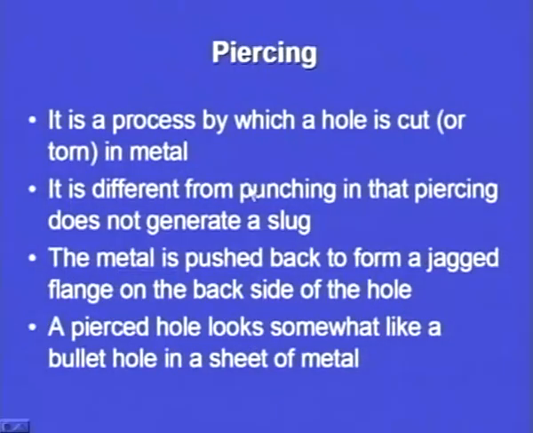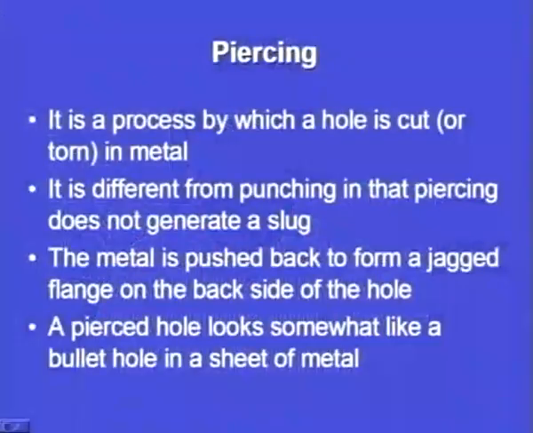Then there is another important sheet metal operation, that is piercing. Now, piercing is a process by which a hole is cut or torn in a metal. In punching also we can make a hole. In piercing also we can make a hole. So, what is the basic difference between a punching operation and a piercing operation? It is different from punching in that piercing does not generate a slug. In punching, whenever the punch shears off some part of the sheet metal, a slug will be formed. Whereas, in case of a piercing operation, no slug formation will take place.